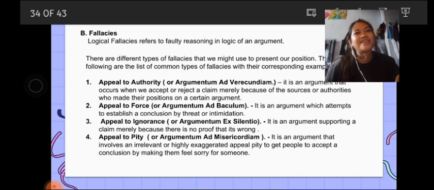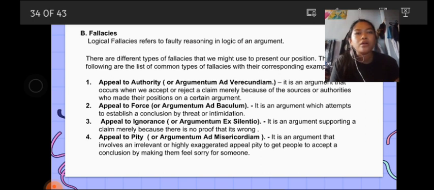Then number 3 is appeal to ignorance or argumentum ex silentio. It is an argument supporting a claim merely because there is no proof that it's wrong. So, this fallacy occurs when someone supports a claim by arguing that there is no proof to the contrary. It assumes that if something hasn't been proven false, it must be true.